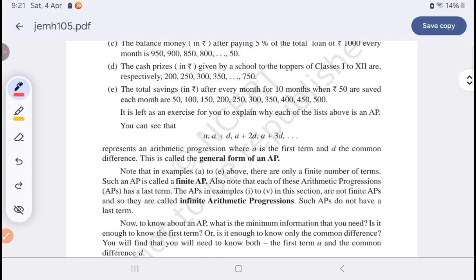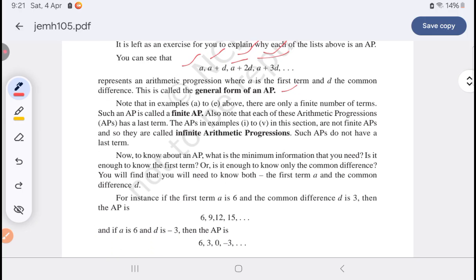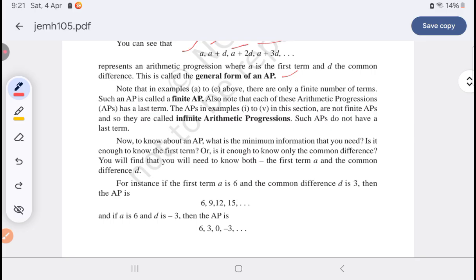So you can see that the numbers a, a plus d, a plus 2d, a plus 3d represent an arithmetic progression where a is the first term and d is the common difference. This is called the general form of an AP. a is the first term, a plus d is the second term, a plus 2d is the third term, a plus 3d is the fourth term. And there is a finite AP and an infinite AP.